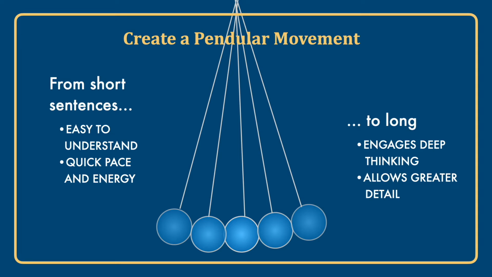Let's see how Ernest Hemingway constructs his prose. Hemingway moves back and forth from short to long sentences. First of all, he gives the reader short sentences, which are easy to understand and offer a quick pace and energy, usually in action scenes. Then, he mixes it up with longer sentences, which engage deep thinking and allow greater detail and nuance.